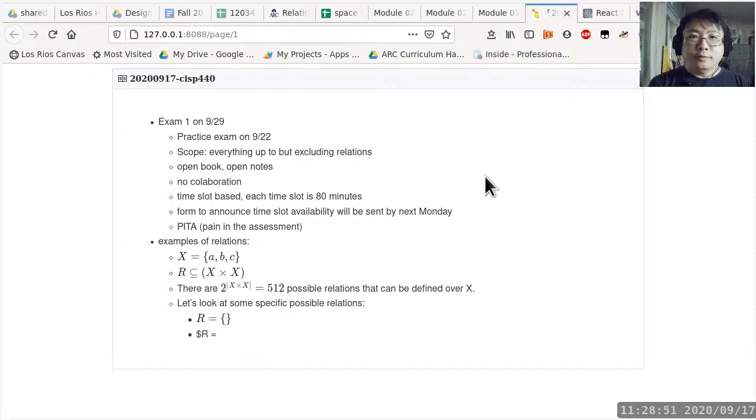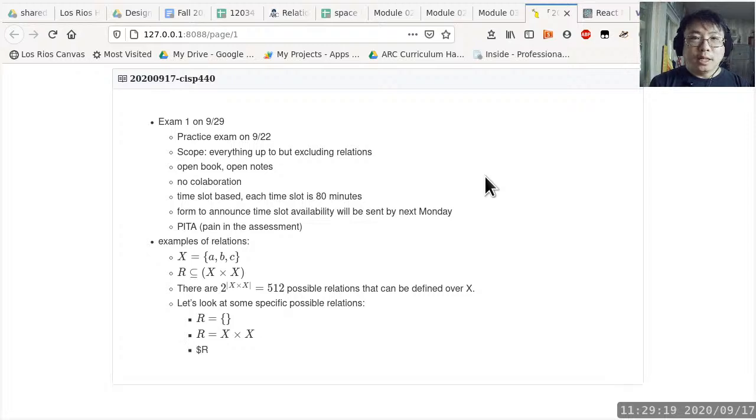Another way to define R is the entire thing. Can R actually equal the Cartesian product of X and X itself? The answer is yes. In this case, every element relates to every element in the set X, including itself.